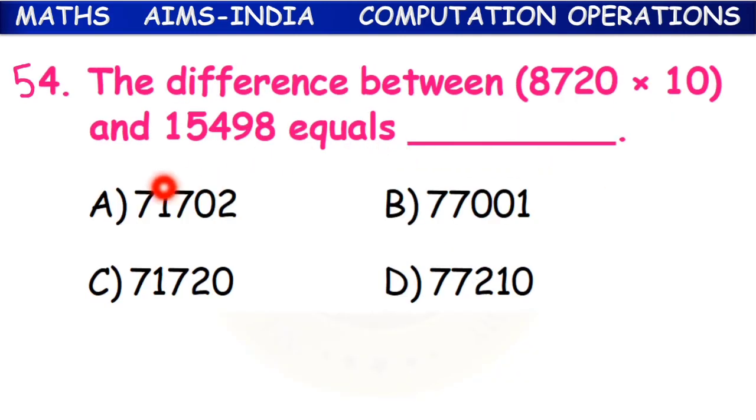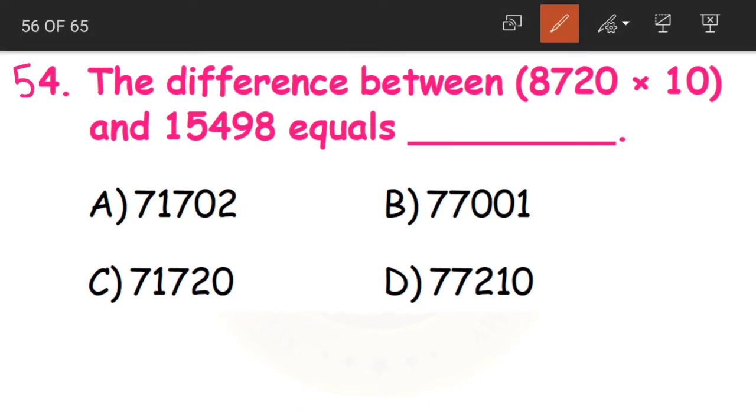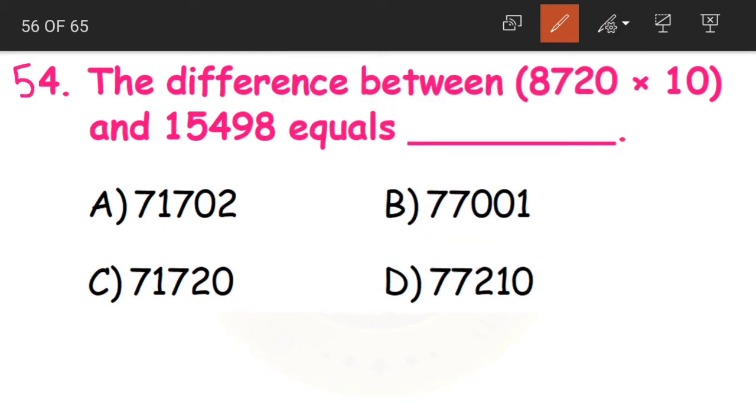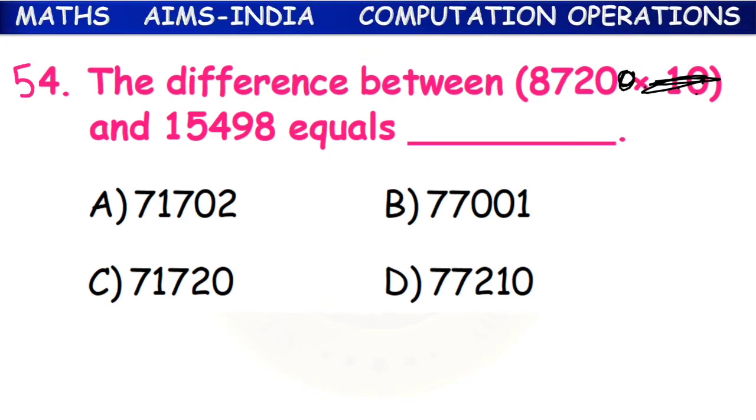Next question 54. The difference between 8720 into 10 and 15498 equals dash. Now what should we do here? First we need to multiply this. So when we multiply, what will be the answer? We are multiplying it with 10, children. We just need to add 0 to the number. So this is our answer, 87,200.